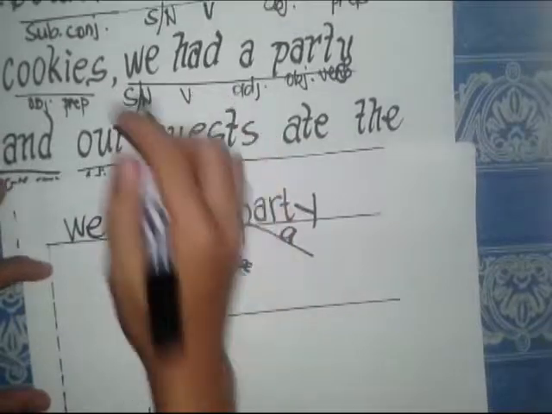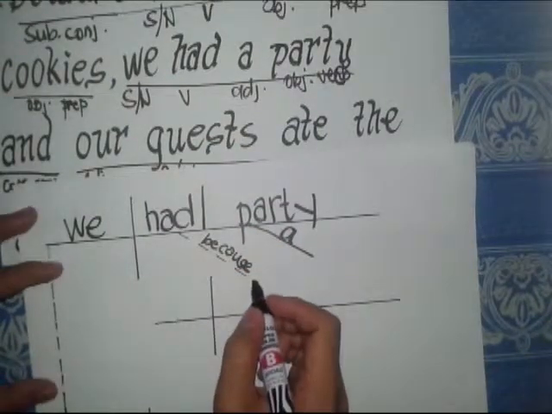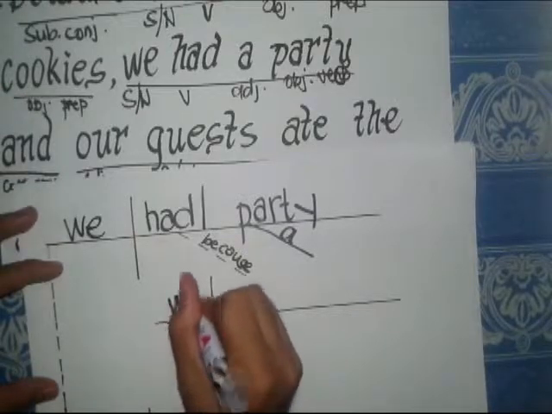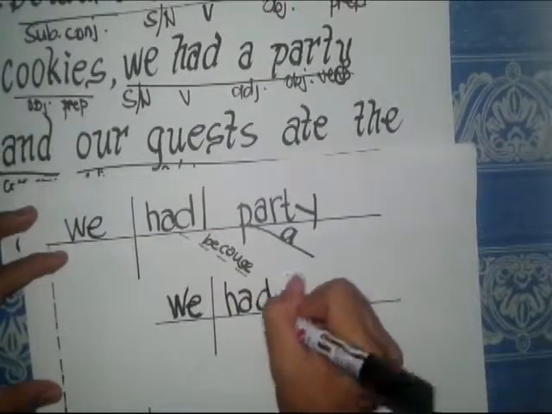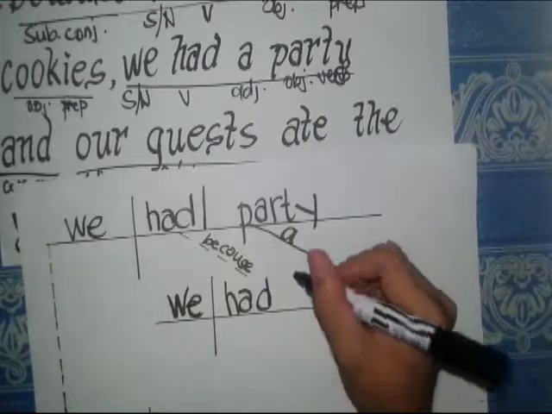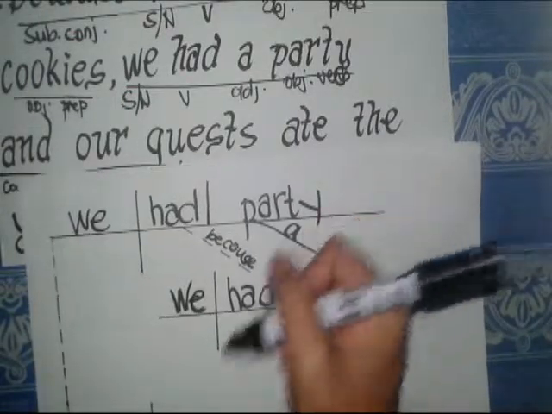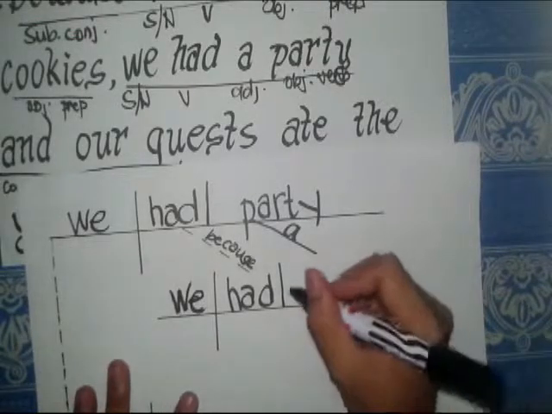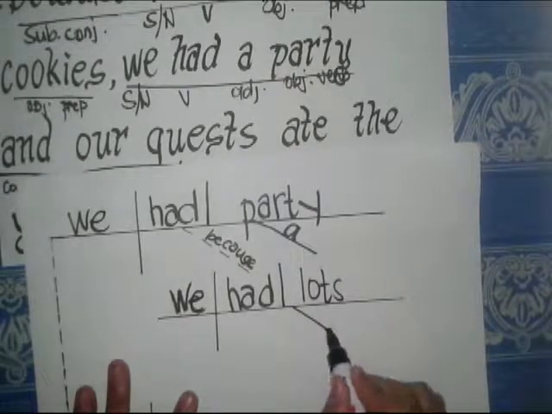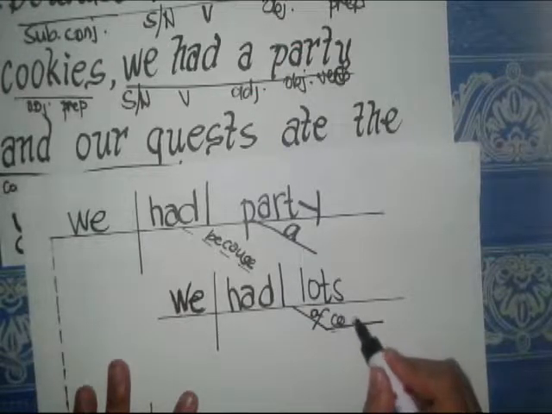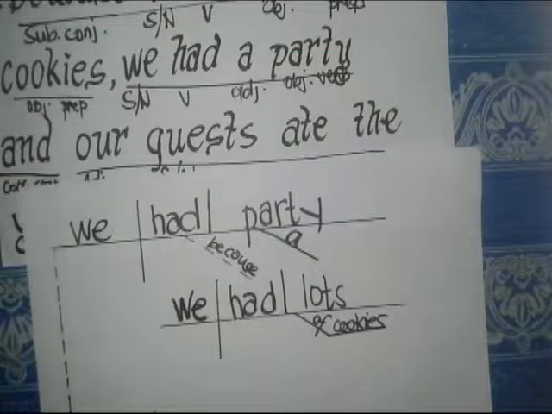So because we're going to put here the adverb clause. So because here is the subordinating conjunction, then we as the subject, then had as the verb, then we're going to put a vertical line because had is a transitive verb, then lots, put lots there, then the object of the preposition cookies and the preposition of. There. And you will put here the second independent clause.